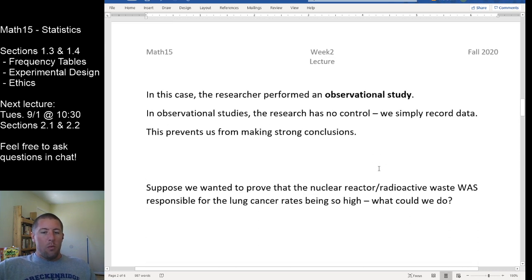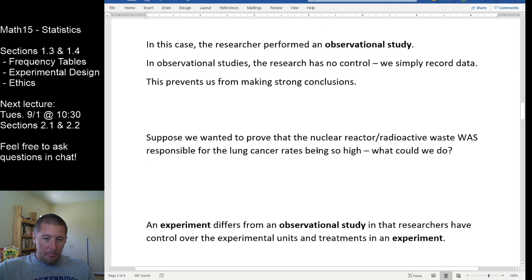So suppose that we did want to prove this, though. What we want to do is prove that this nuclear reactor and its radioactive waste is responsible for the lung cancer rates being so high. What could we do to prove that that would actually be the case? Well, what we need to do is control for all of those lurking variables out there. We need some way to be in control of that so that we know as the researcher that there's only 2 variables that are changing, the exposure to radiation and potentially the incidence of lung cancer. If we can narrow it down to just those 2, then we could know if one of them caused the other.